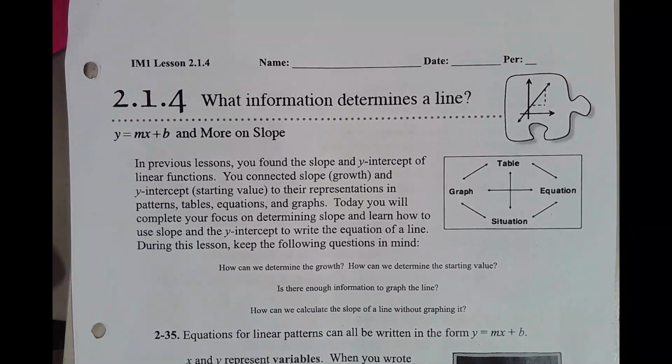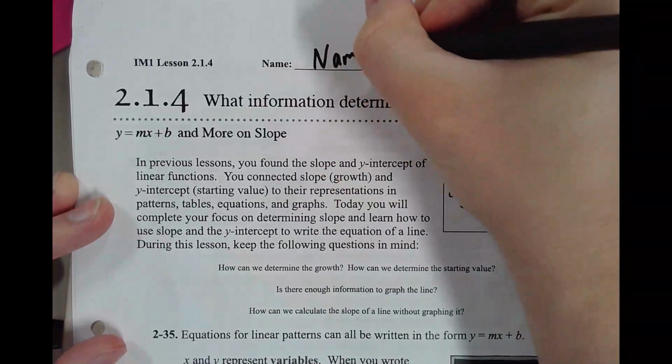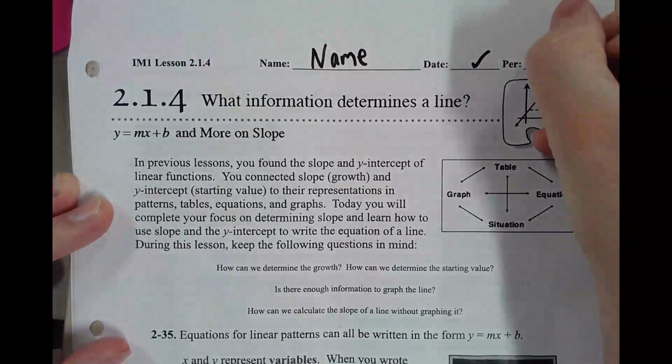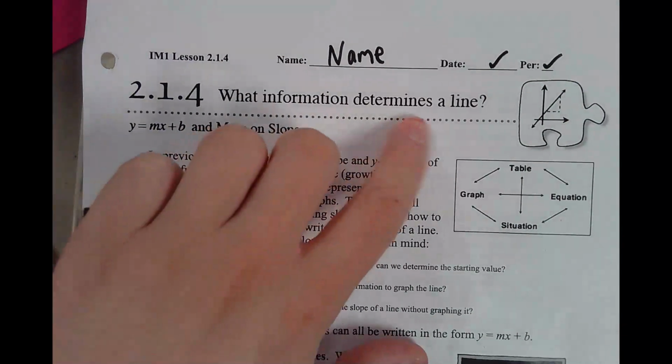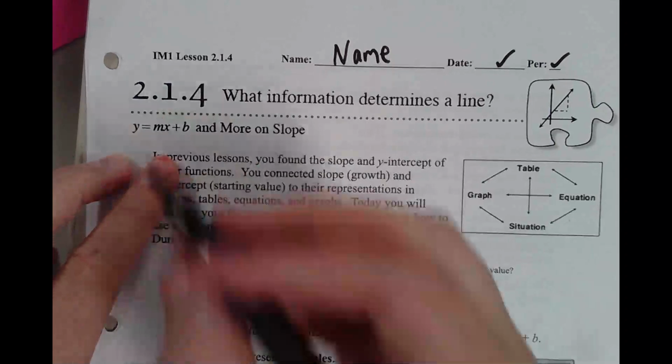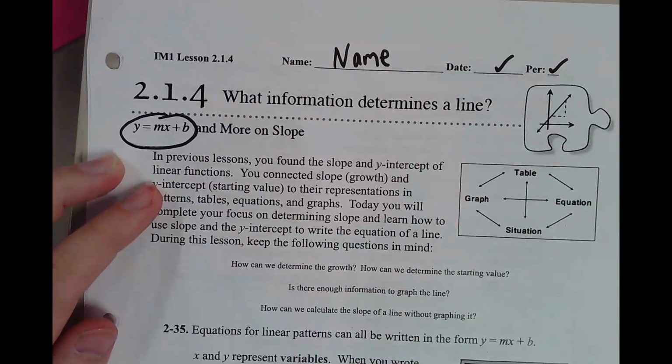This is lesson 214. Make sure you have your name on it, today's date, and also which period you're in. So lesson 2.1.4, what information determines a line? Lately we've been working a lot with y equals mx plus b.